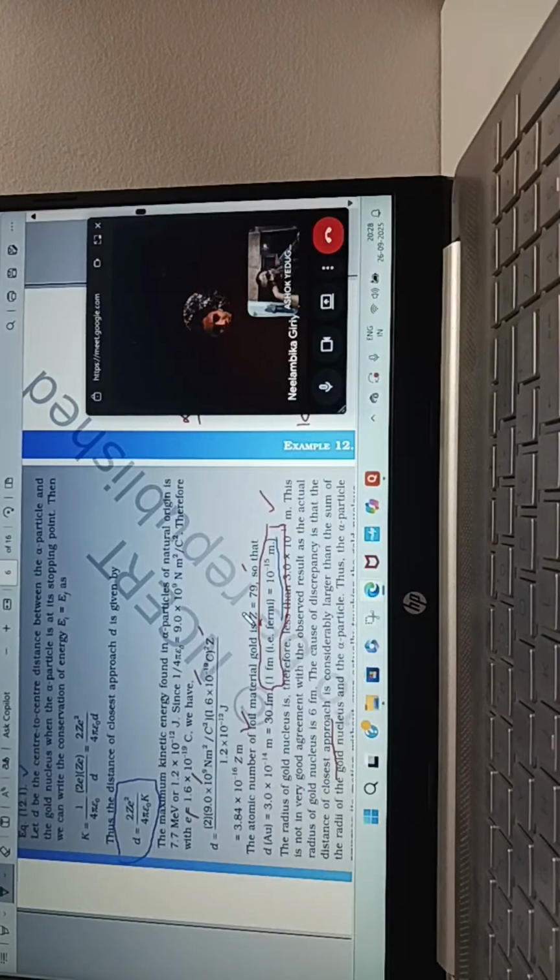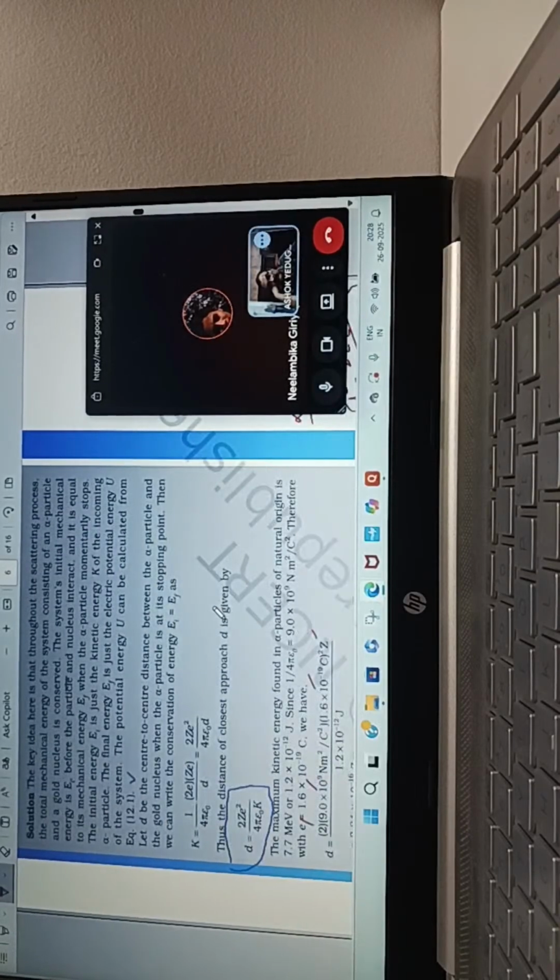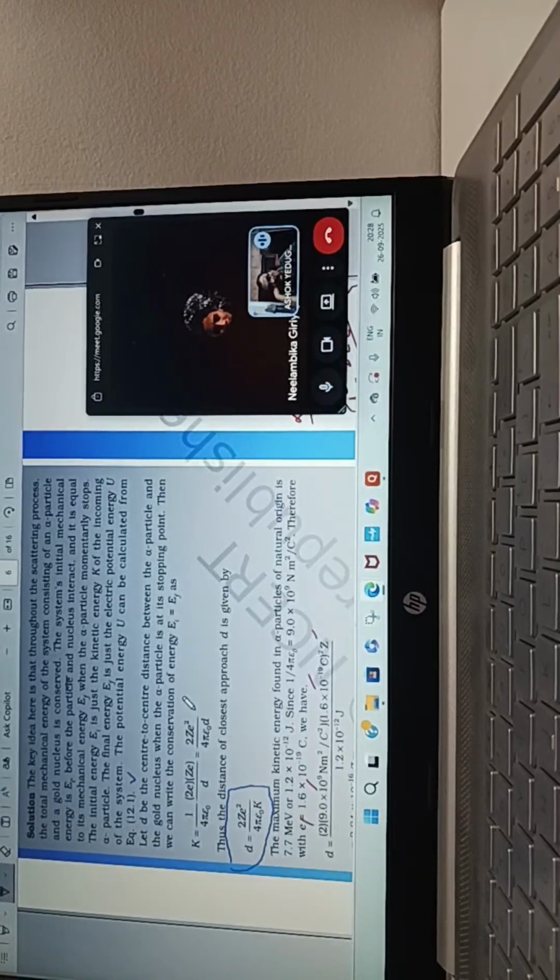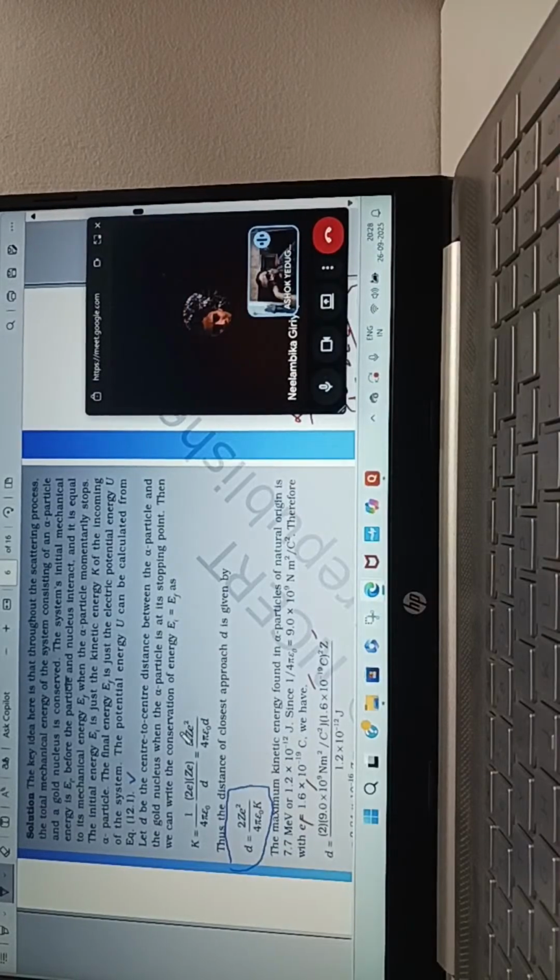Yes, sir. How much is the given value? Tell me. The D value, how much did you get? 10 to the power of minus 16. Which one, sir? Second question. 8 or 16, sir? No, these values you have to substitute. 2 into Z. Z is 79, E square 1.6. Then the K value you know. That's all.